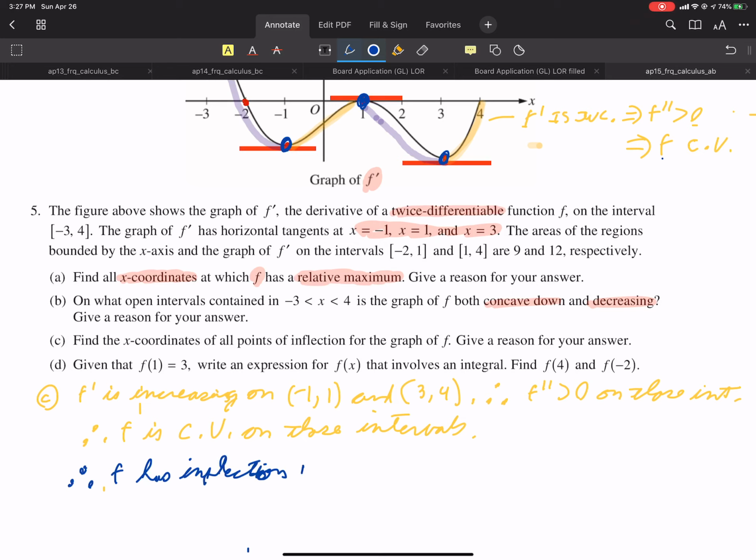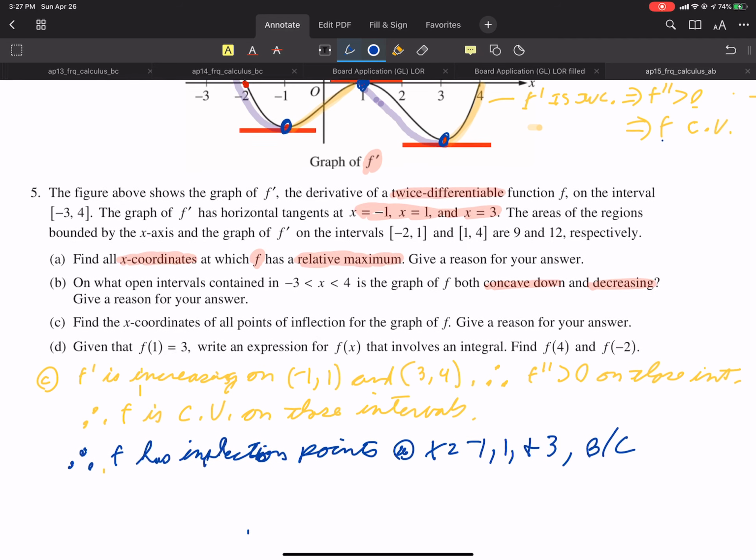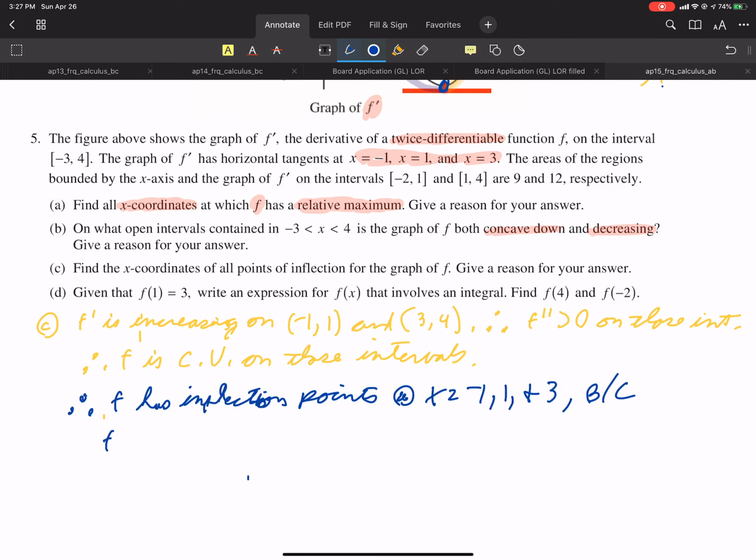at x equal -1, 1, and 3, because f double prime changes signs.